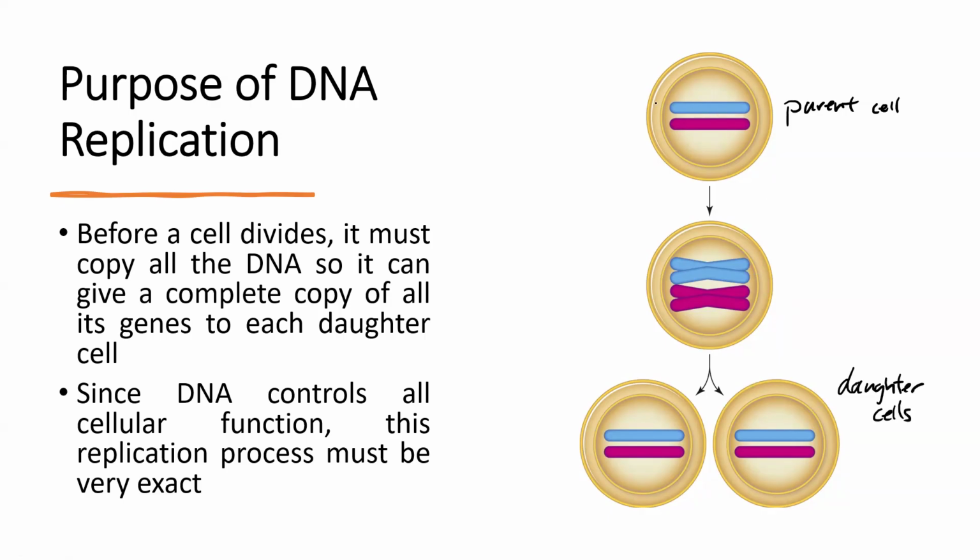After that cell divides, you get two daughter cells. You can see it started with two chromosomes here, the blue and the red, and then you make a copy of each. So now you have two blue stuck together and two red stuck together, and then you separate them. So each of the daughter cells will have the very same exact copy as the original. So that's why we have to do DNA replication.